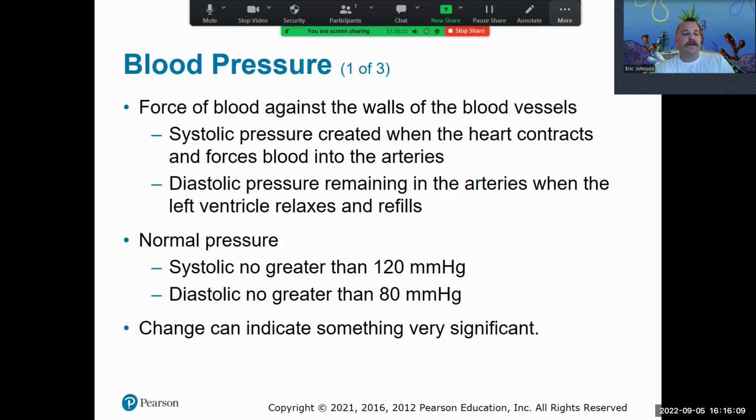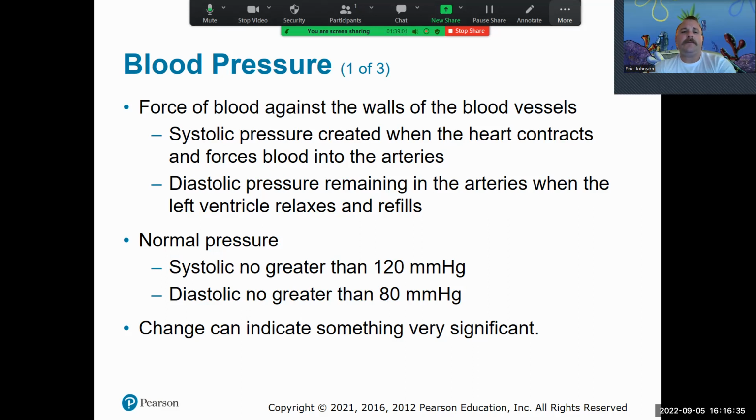Now this happens, anywhere from, like we said before, in a healthy adult, 60 to 100 times per minute, every single minute of your life. So this happens an absolutely unbelievable amount of times over the course of an entire lifetime. And as we get older, we start to see this change. But when we're looking at this from the perspective of EMTs, these are very, very important things to know.